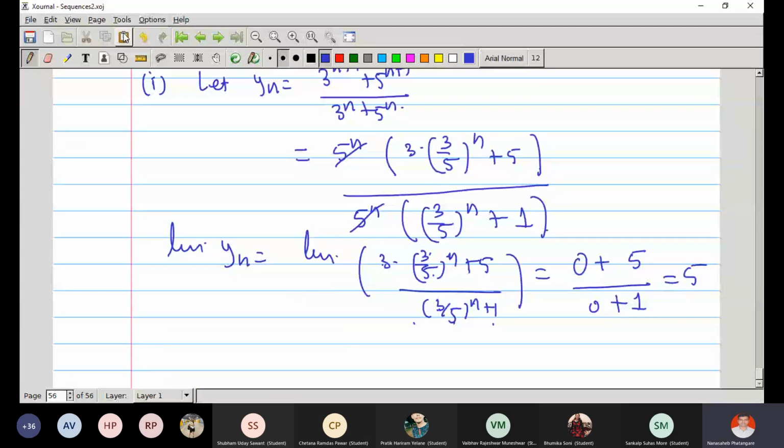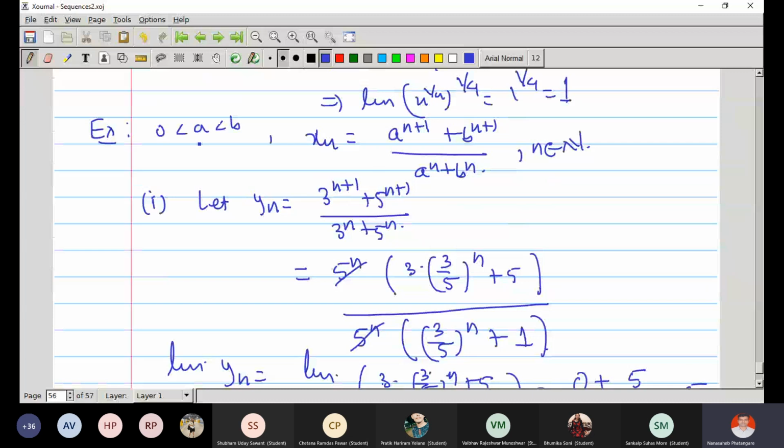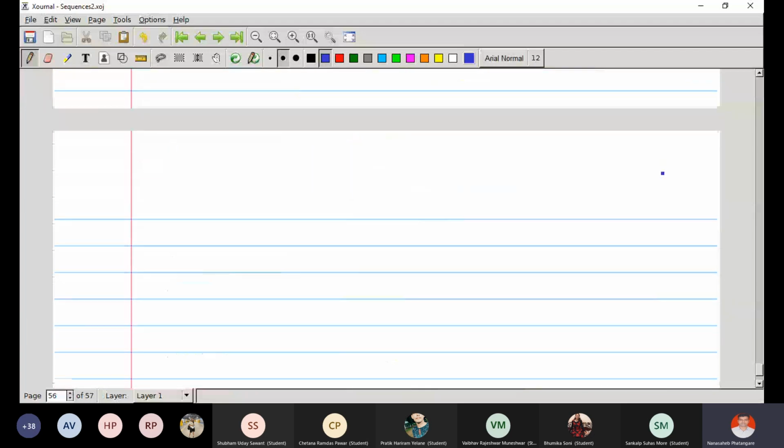And therefore what can you expect, what will be the limit of our general problem? What will be the limit? Prove that the limit of xn is b. Now you just work out the calculations. It is clear. Provided b is greater than a, only then is this possible, right? So you just think about it.